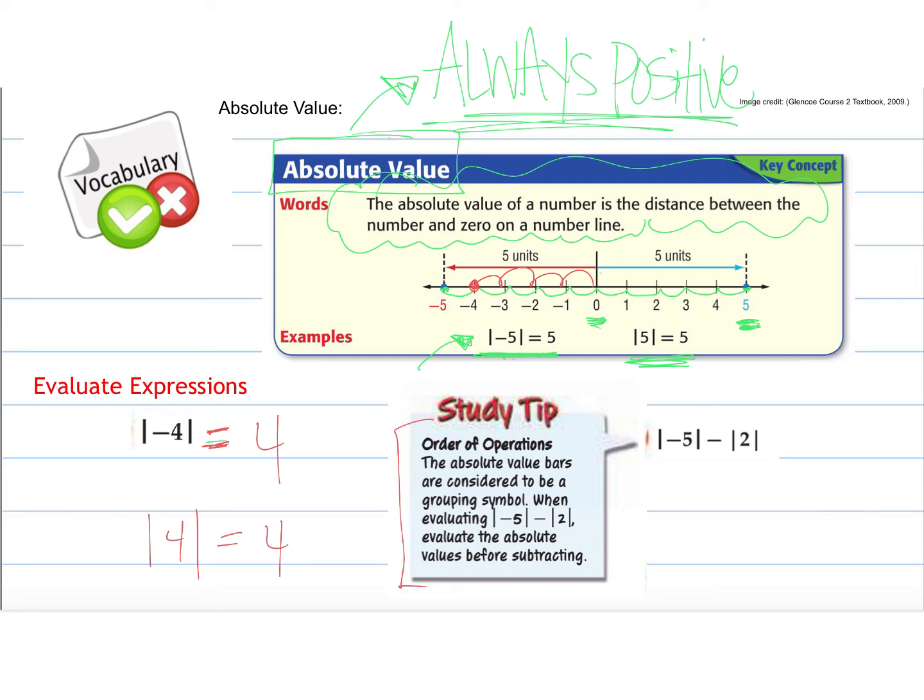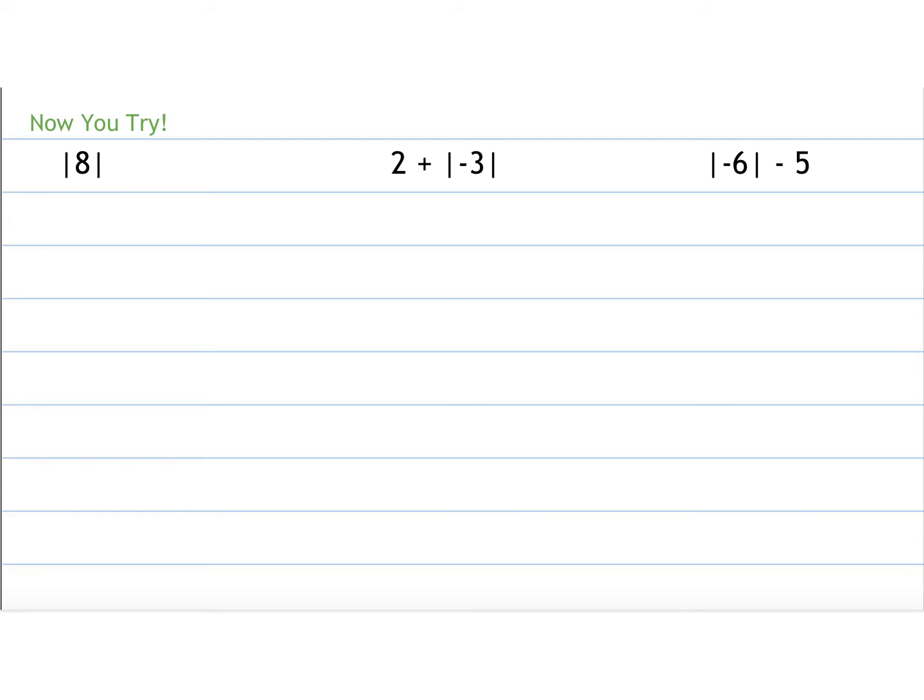The absolute value bars are considered to be a grouping symbol. When evaluating this right here, we evaluate the absolute value first before subtracting. So I'm going to take the absolute value of -5, which I know is 5, the absolute value of 2, which is 2, then I subtract and I get 3. So we do absolute value first, which is kind of like the order of operations. It's not parentheses, but it would come in that order, and then we subtract. Okay, you try these on your own, come back and check.